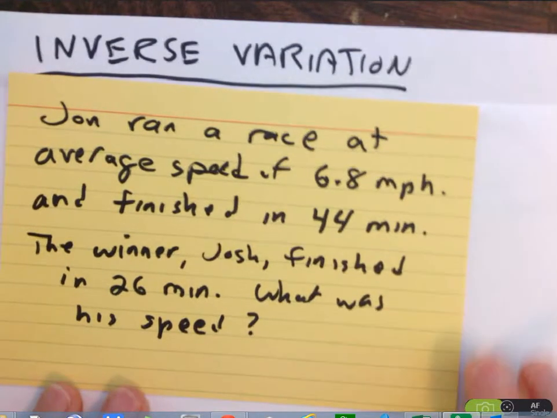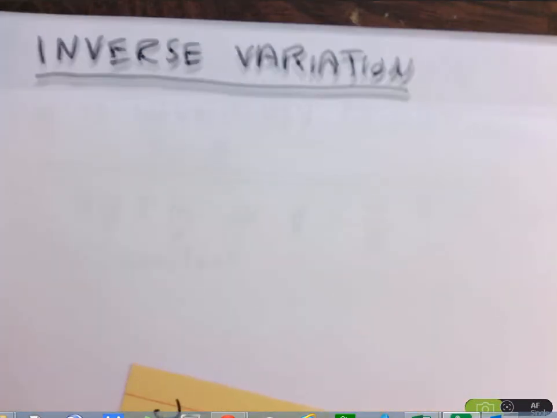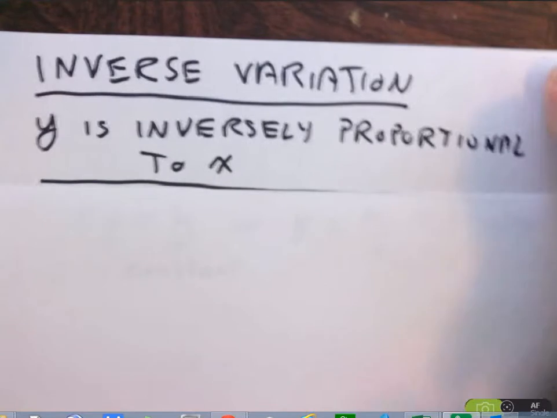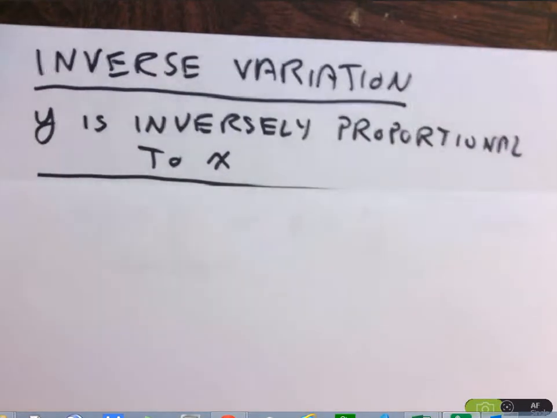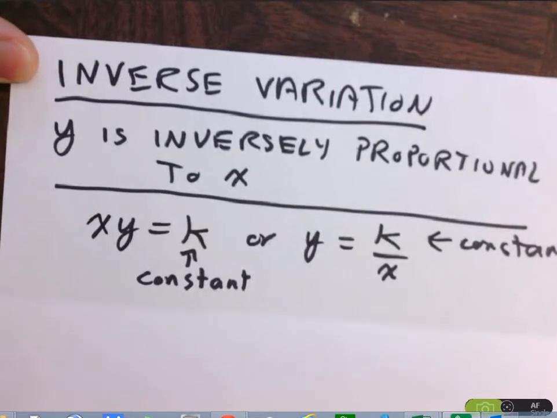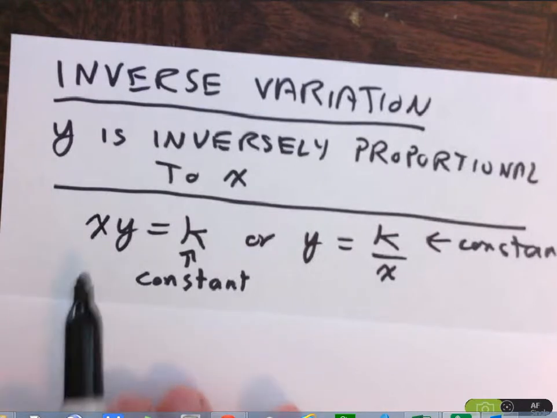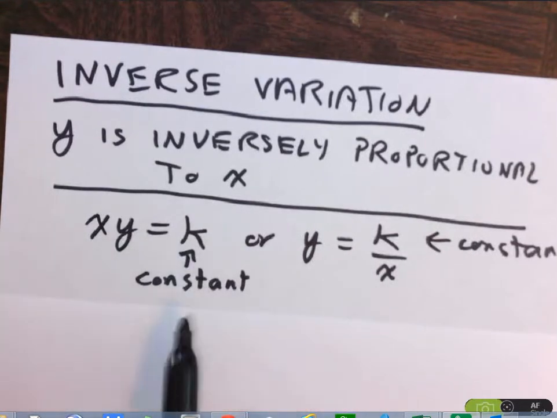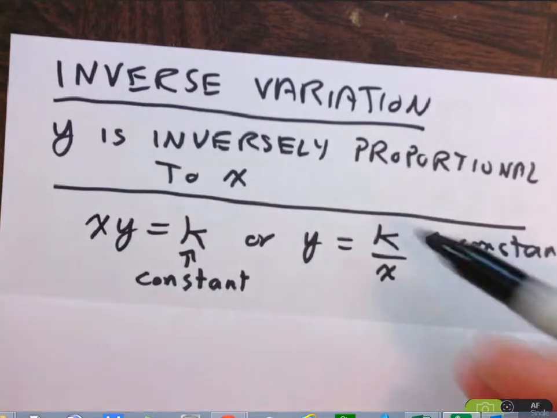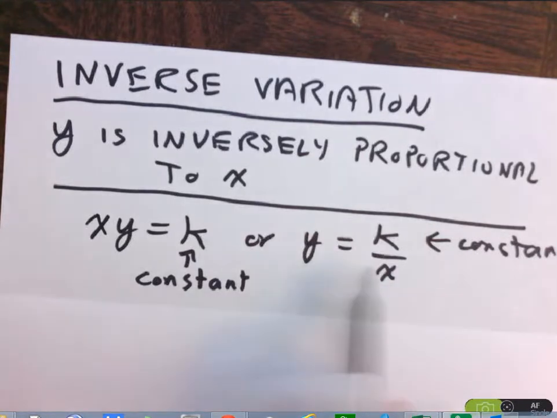So here's the problem. In an inverse variation, we say that y is inversely proportional to x, or we say the equation for this is x times y equals k, the constant. y equals k divided by x. These are equivalent statements. Okay?